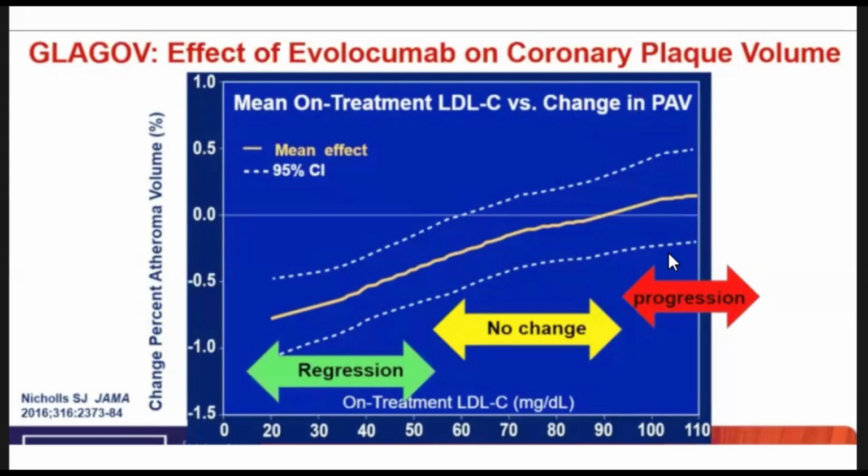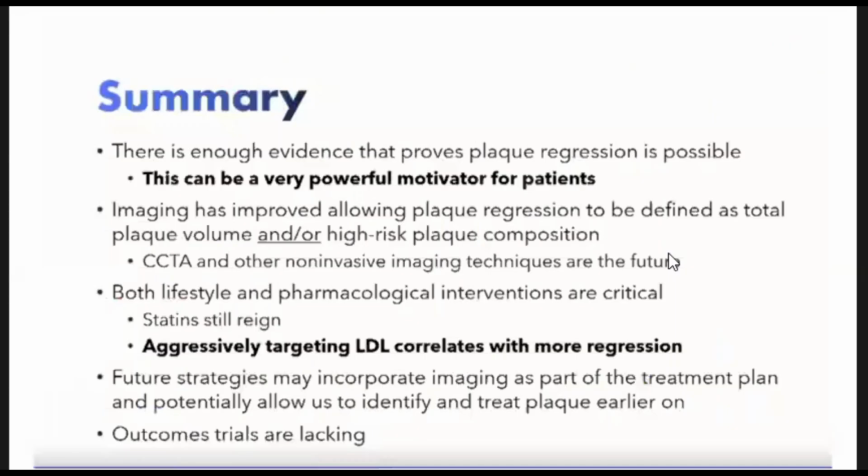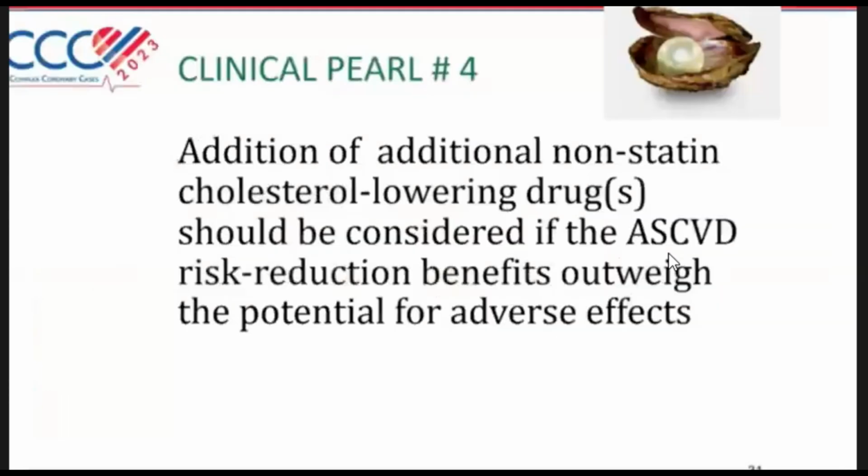Below 50, plaque starts regression. Until that, there's no regression. So that's why you have to aim at very, very low LDL levels. This is the summary of what I said now. Plaque regression is possible. That is an important motivating factor. Aggressive LDL targeting is very important. If the high intensity statin benefit outweighs the risk, and if the addition of non-statin cholesterol-lowering benefit outweighs the risk, you have to always go for non-statin.